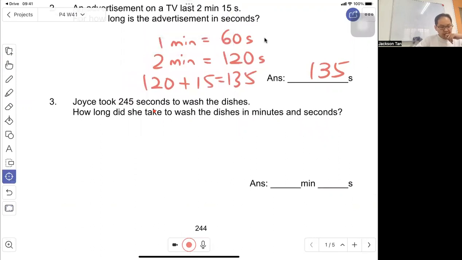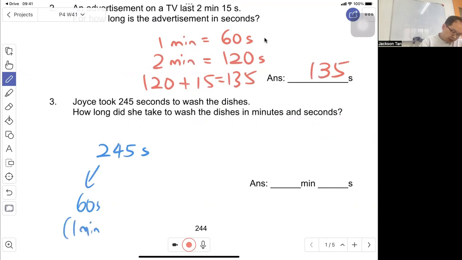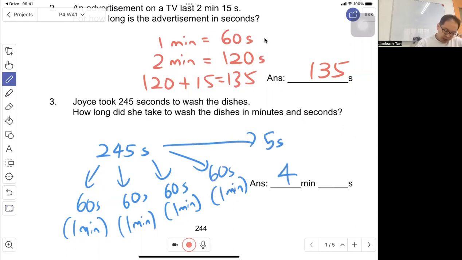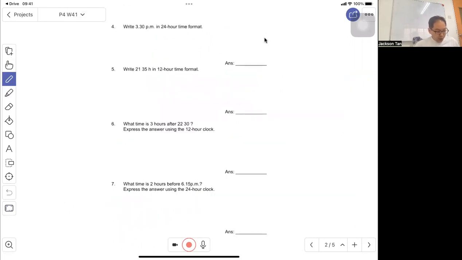Question 3. Joyce took 245 seconds to wash the dishes. How long did she take to wash the dishes in minutes and seconds? So 245 seconds, that will be 60 seconds for 1 minute. Another 60 seconds, 1 minute. Another 60 seconds, another 1 minute, left with another 60 seconds, another 1 minute, left with 5 seconds. So there will be 4 minutes and 5 seconds.